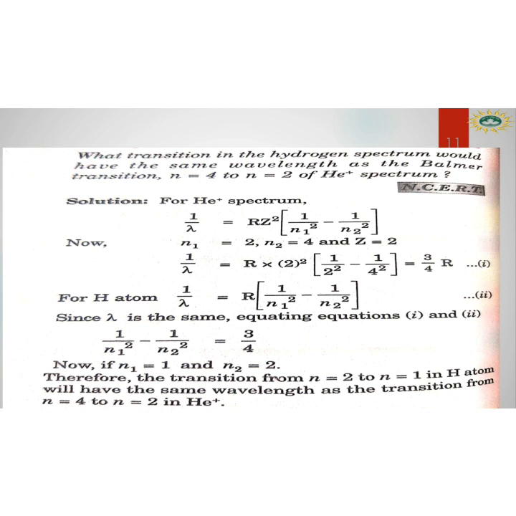So if you calculate it, easily you can use the trial and error method. If you put the values of n as 1, 2, 3, 4, and if you take the value of ni as 2 and the value of nf as 1, you will get that exact value 3 by 4. So therefore the transition is from n is equal to 2 to n is equal to 1 in the hydrogen atom. If the transition is from orbit number 2 to orbit number 1 in hydrogen, then we get the same wavelength as in the case of helium plus from n is equal to 4 to n is equal to 2.